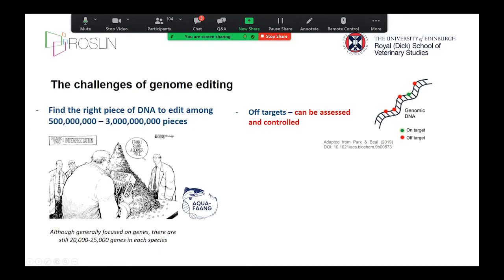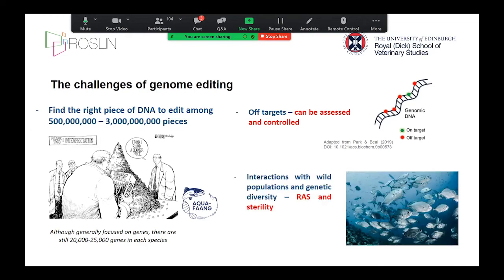If you ask me what's the second biggest issue before we can actually use genome editing in our farm animals, especially in aquaculture, it is their interactions with wild populations, and the concerns we need to consider in terms of genetic diversity. So I think we shouldn't let our genome edited animals mix with the wild populations, basically.